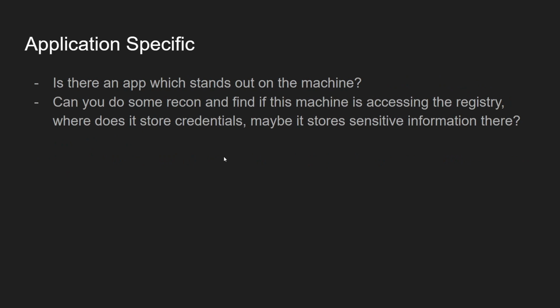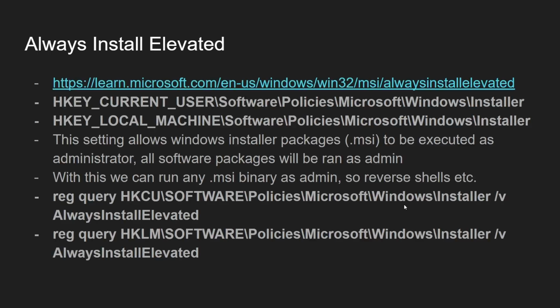So really quickly, application specific. Is there an app which stands out on the machine? Is it non-default? Things like versions. I'd definitely check the registry to see if credentials are stored in there. Can you do some recon and find if this app is accessing the registry? Where does it store credentials? Maybe other sensitive data is stored there, maybe some secret keys. Things that are always good to be aware of.